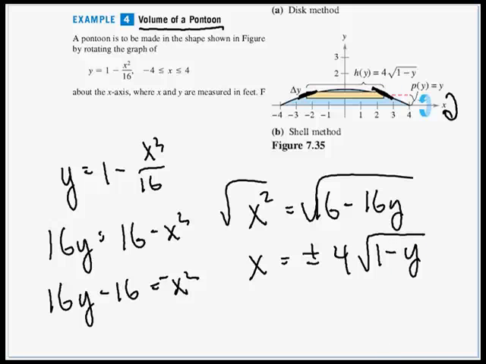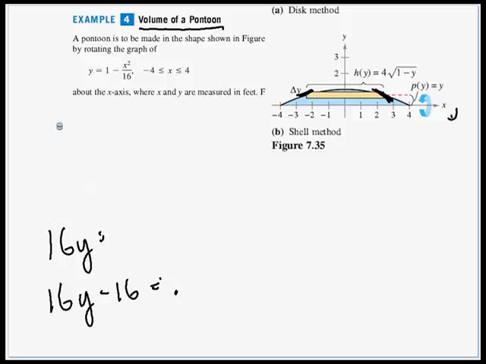So back to the picture, the edge of the rectangle over here would be at positive 4 times the root of 1 minus y, and then we would have to subtract the lower or the left-hand piece of that, which is the negative 4 times the root of 1 minus y. So we can see right off the bat, this looks like it's going to turn into a pretty complicated integral.